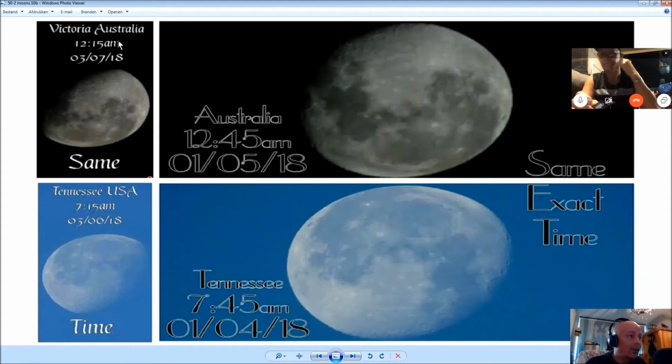This is Victoria, Australia, and this is also, and then you go down to Tennessee, USA, and this is Australia again, in the big one, so to say. These are the small ones of this one. All very self-explanatory. See how the moon flips.